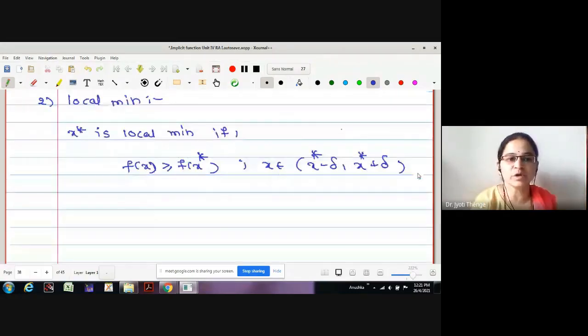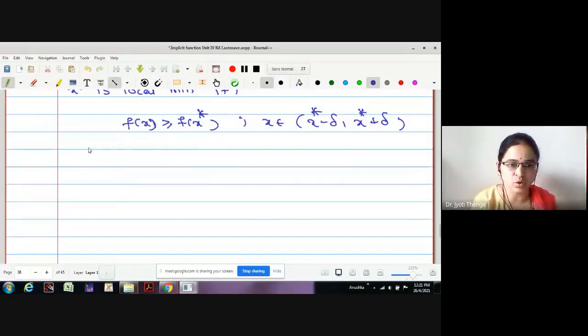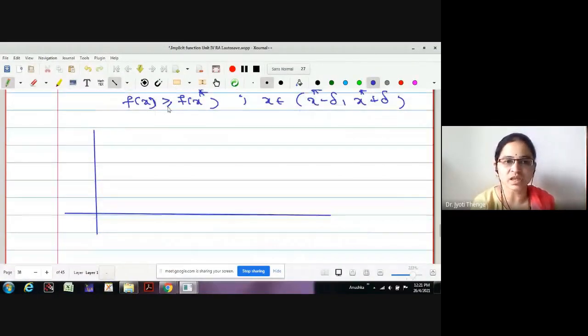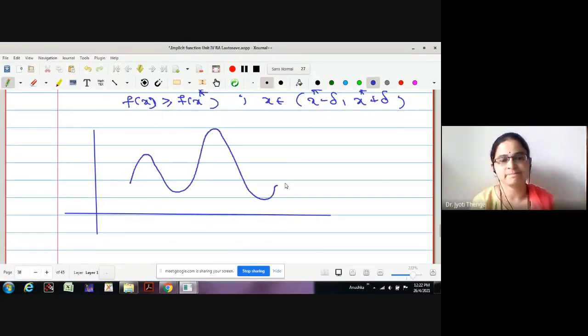Let me draw a small sketch in order to understand the difference between local and global. Say this is a curve. First we will try to understand what is local maxima and global maxima. If we observe this peak point of the given curve, may I say this will be giving us one of the maxima.